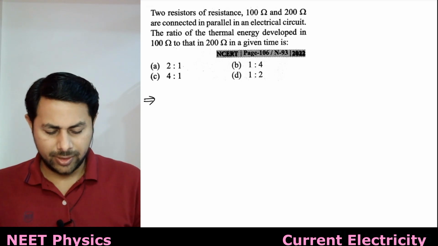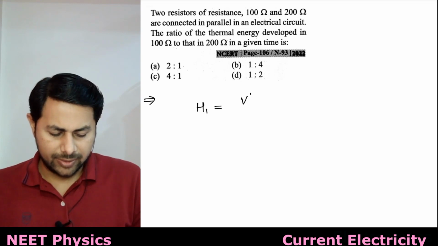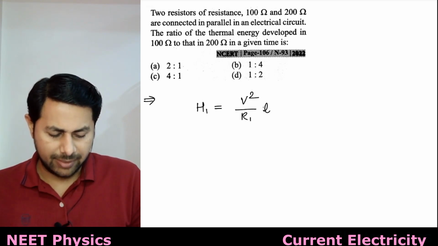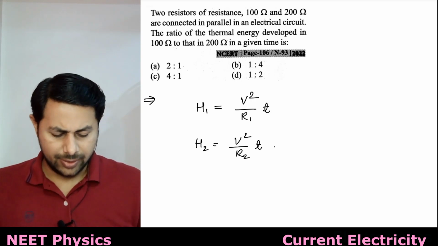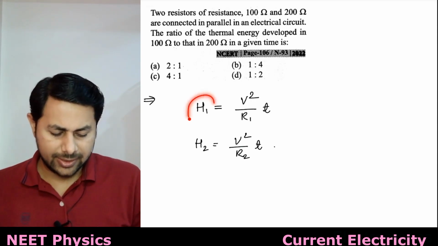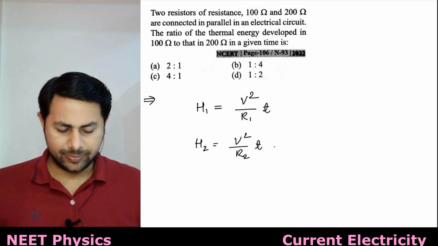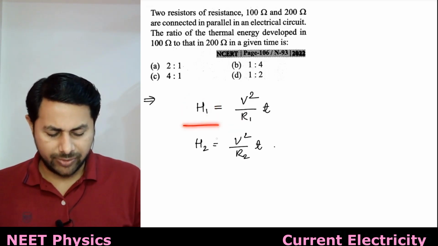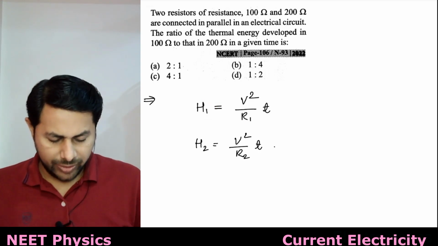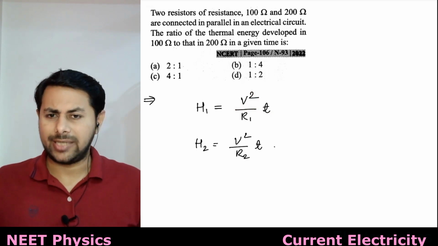Okay, so what will be the ratio of H1 to H2? H1 is V square by R1 times T, right? H2 will be V square by R2 times T. They are in parallel, so the heat dissipated would be inversely proportional to R. So what will be H1 is to H2, because V is the same and the thermal energy is dissipated for the same time.